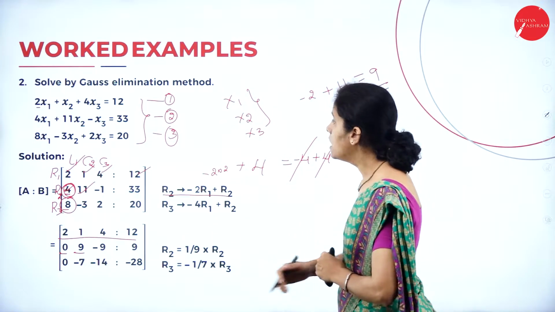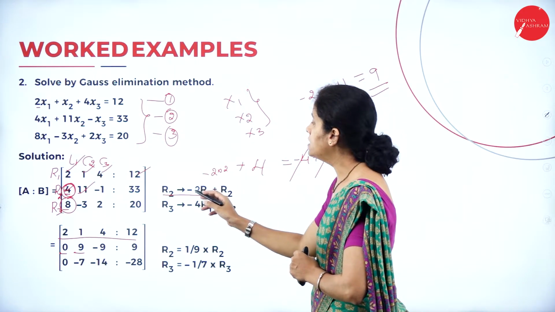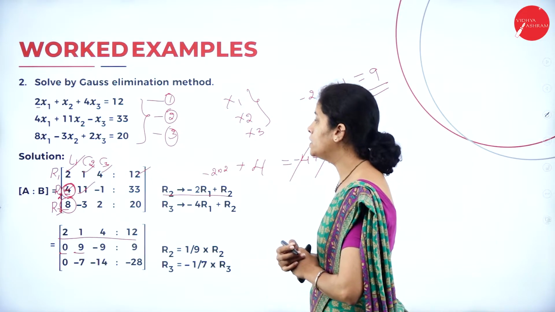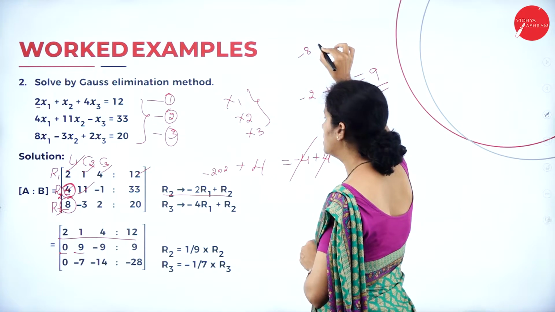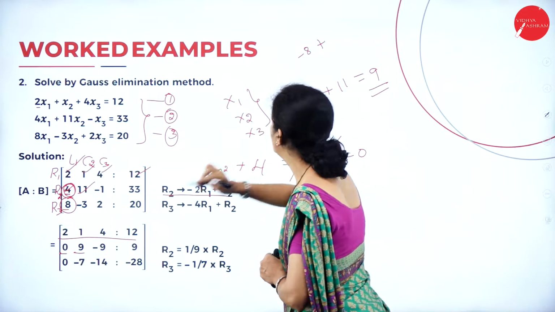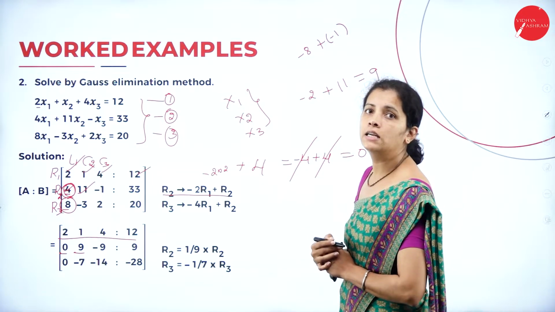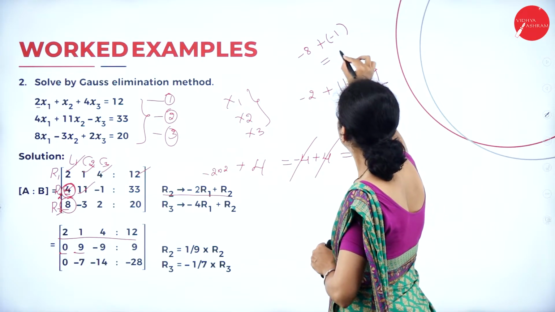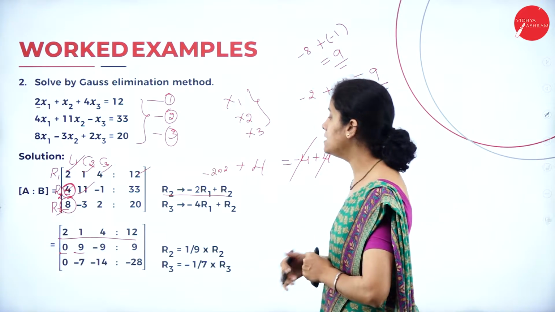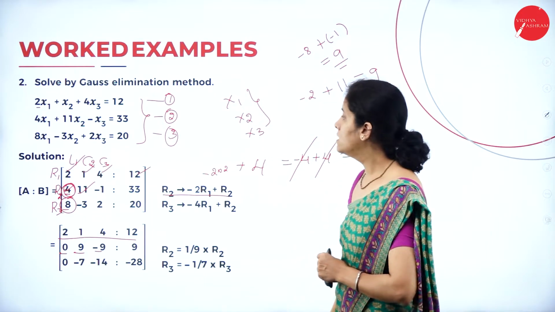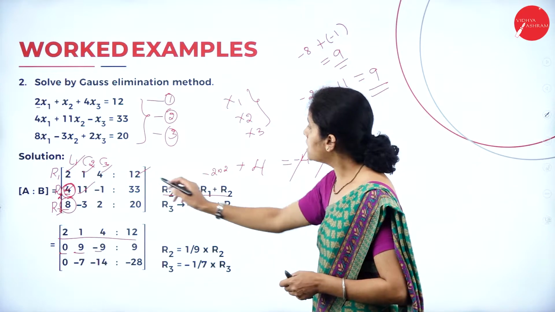Now see here, I have 4 into R1, that is minus 2 into 4, that is minus 8. Plus what is R2? It is minus 1. So minus 8 minus 1, it is minus 9. I got minus 9. Now see here. Minus 2R1. So what is R1 here?